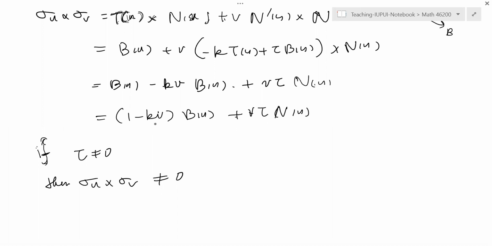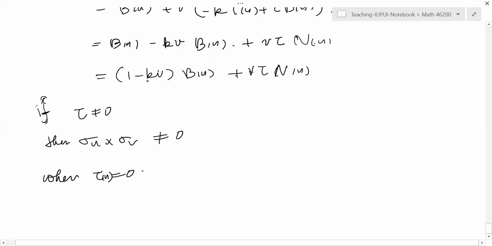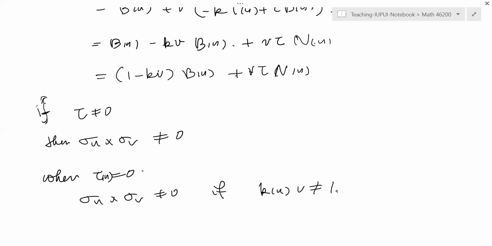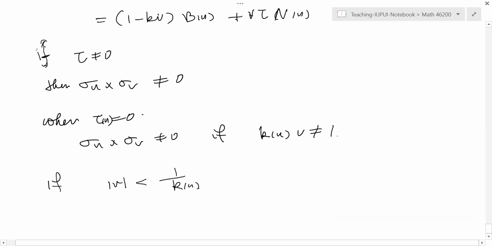When tau is 0 at some point, then V cannot be too large, okay? Because sigma U cross sigma V is not going to be 0 if K V is not going to be 1. We have to assume it's not so curved. So at least V cannot be too large. If V is small, it's okay. It's guaranteed that if V is small, then this is always a regular surface, if V is less than 1 over K.